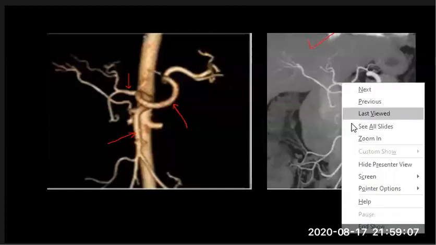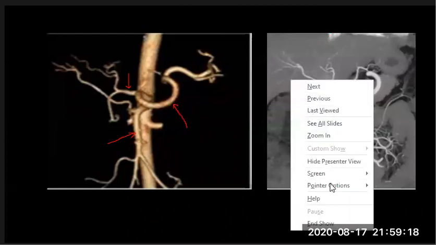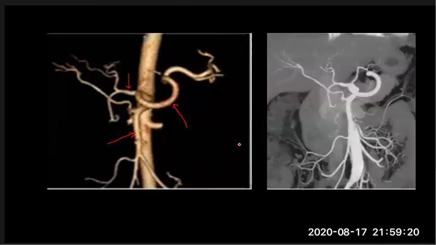There are the branches of the celiac artery. Common hepatic artery. What is this branch? What is the name here? Splenic artery. This is the splenic artery.